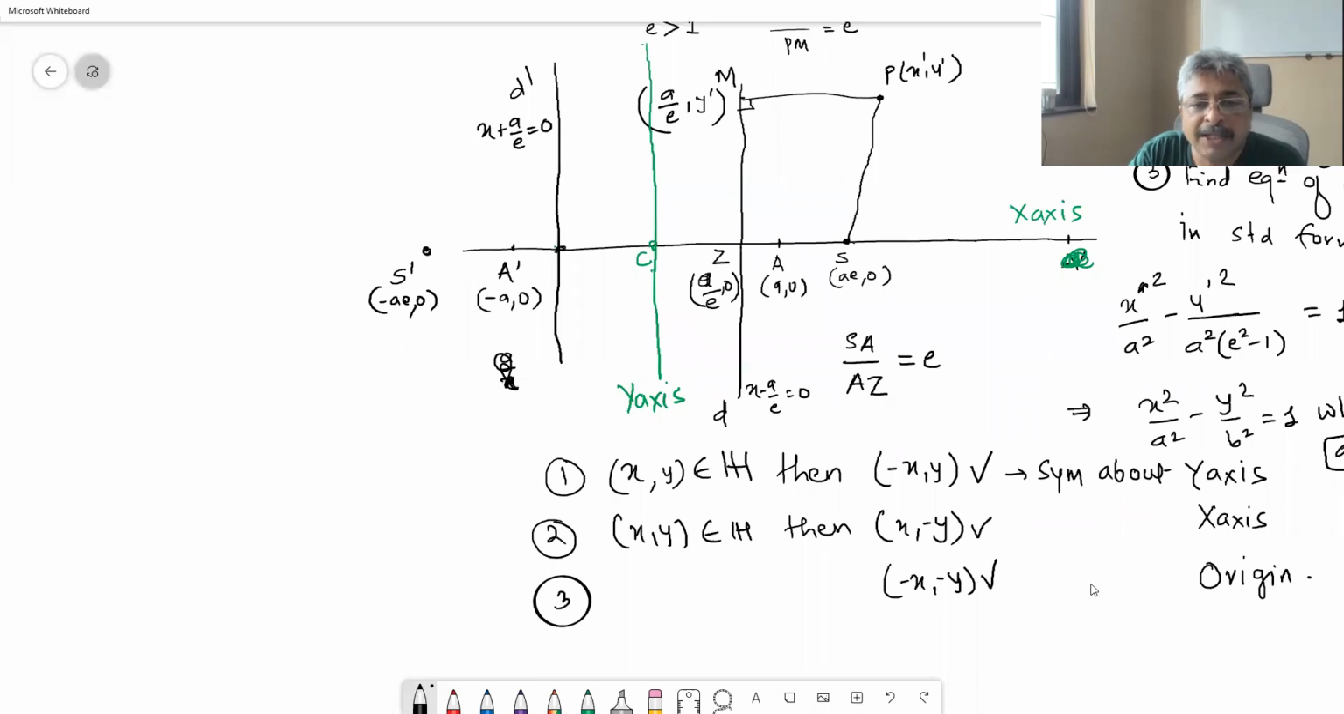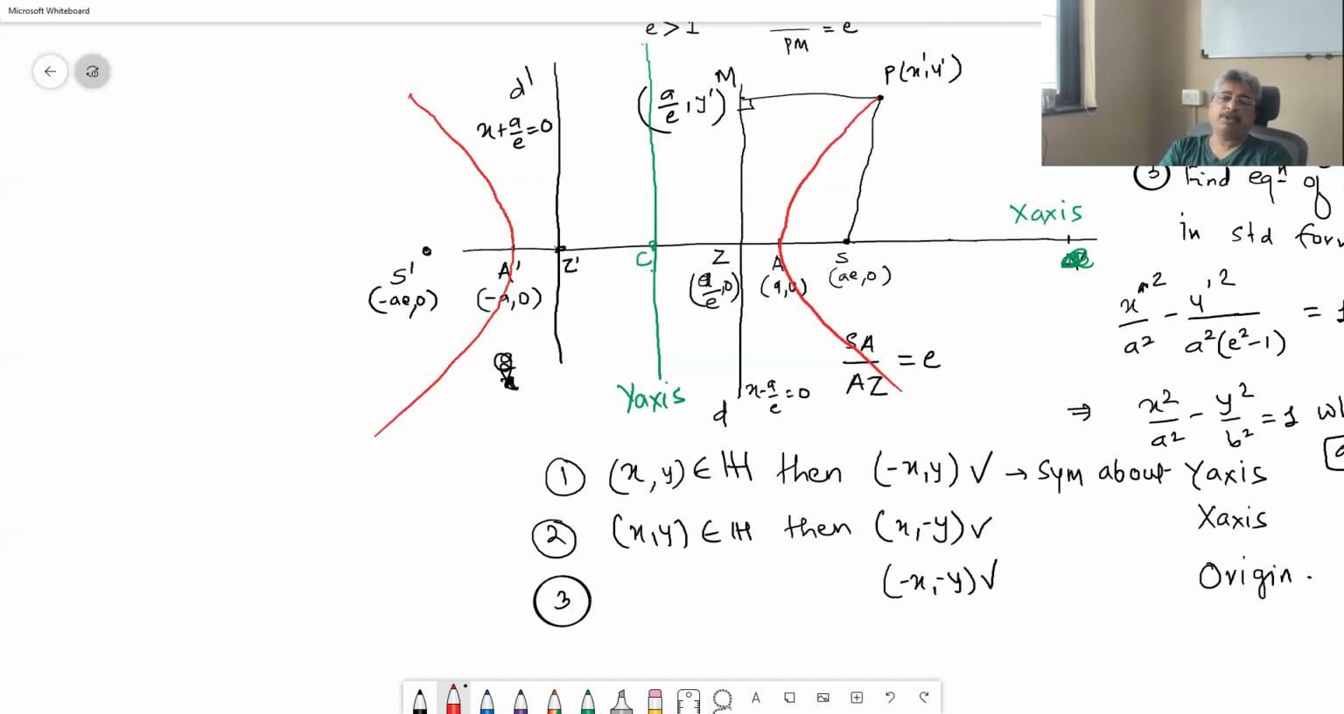Let this point be Z dash, and therefore your curve is going to pass through P and pass through A, and it will be symmetric with respect to x-axis. It will be symmetric with respect to y-axis, and therefore it will also be looking like this. This is your hyperbola, symmetric everywhere. This is origin.